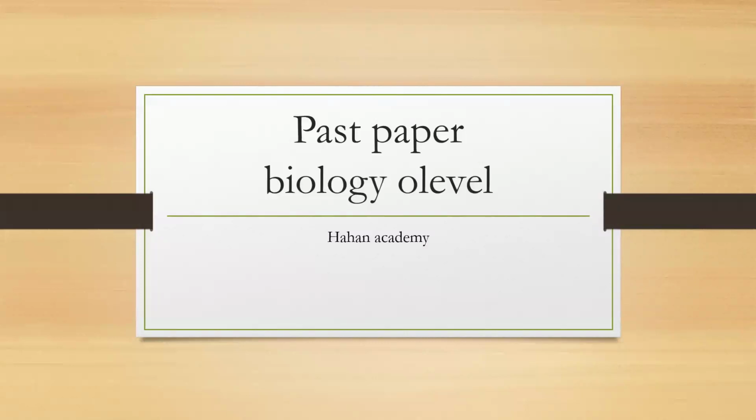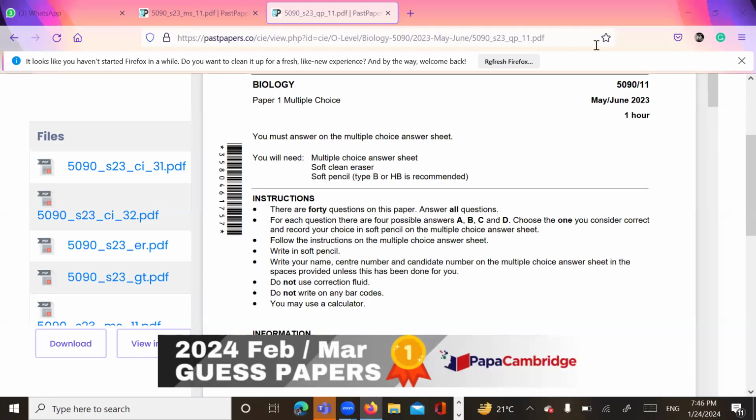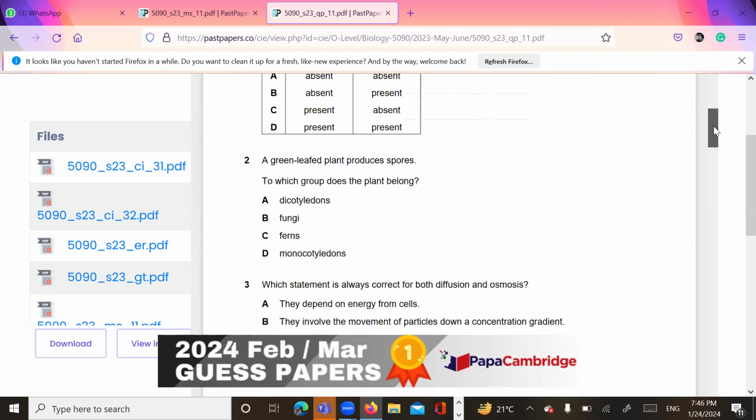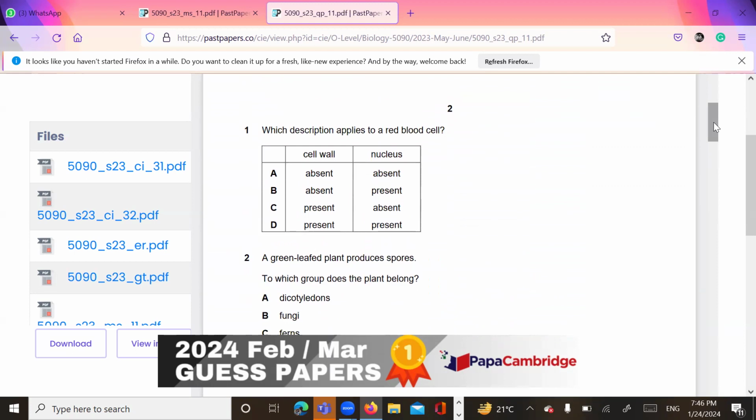Today we will be solving O-level biology past papers. So to move forward, today we'll be solving May-June past papers of 2023. This is paper 1, variant 1, May-June 2023 biology. So we'll start with question number 1.